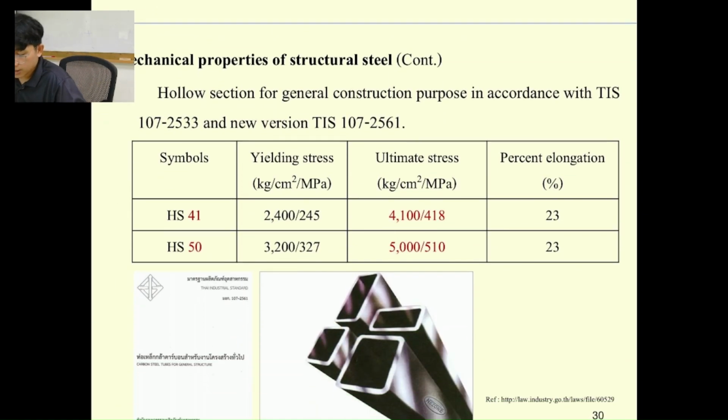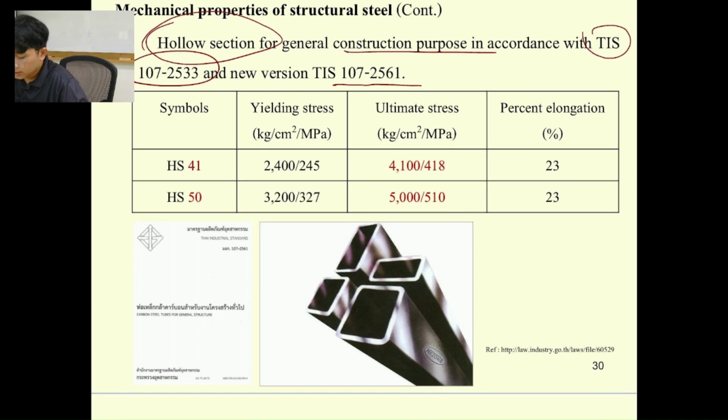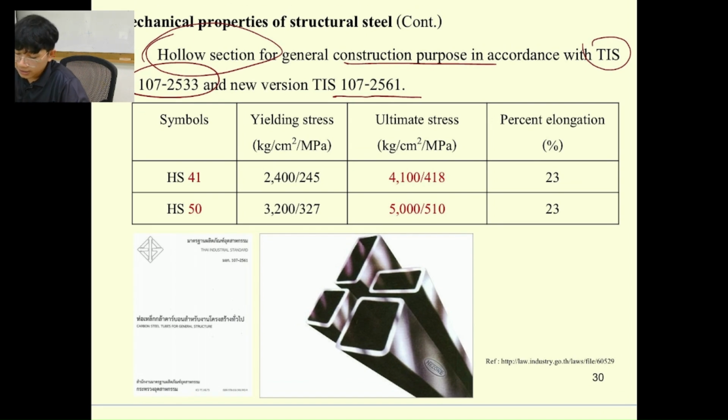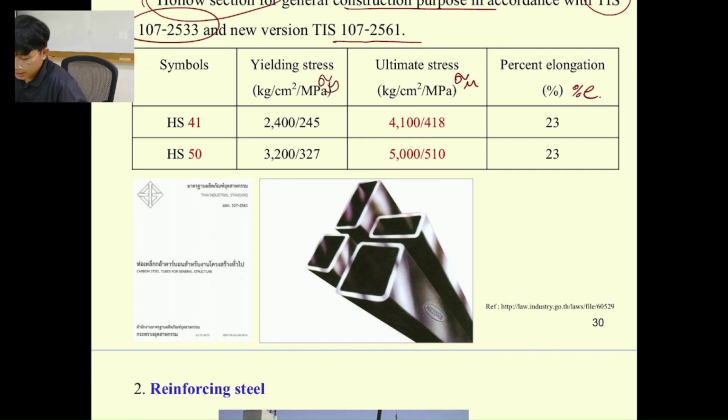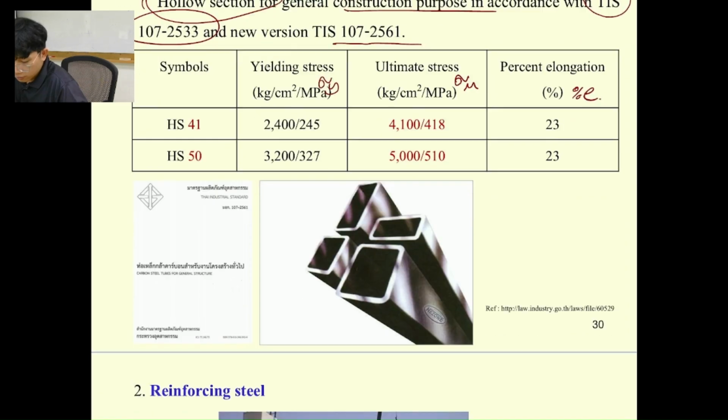And we also have the mechanical properties of the hollow section for construction purposes from TIS 107 over here, which has the new version in 2561. And then they just specify 3 of the stress or strain values that they need to get at least for selling in the market, which are the yield stress, sigma y, and then sigma ultimate with the percentage elongation over here. Okay, so this is the hollow section.